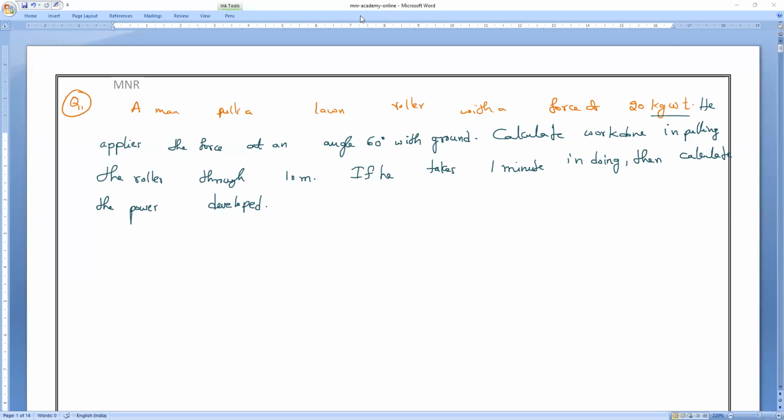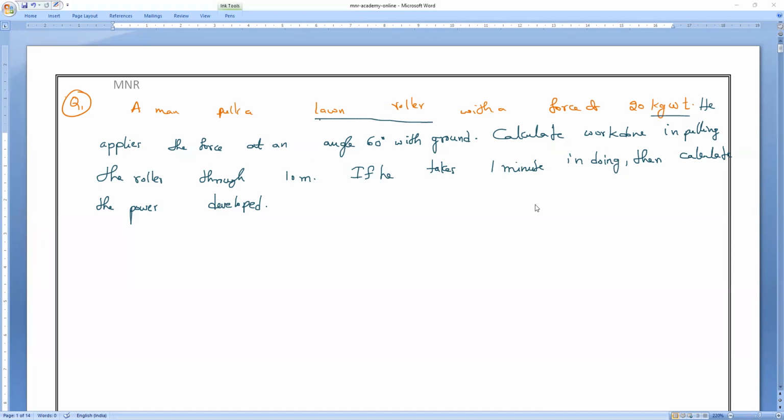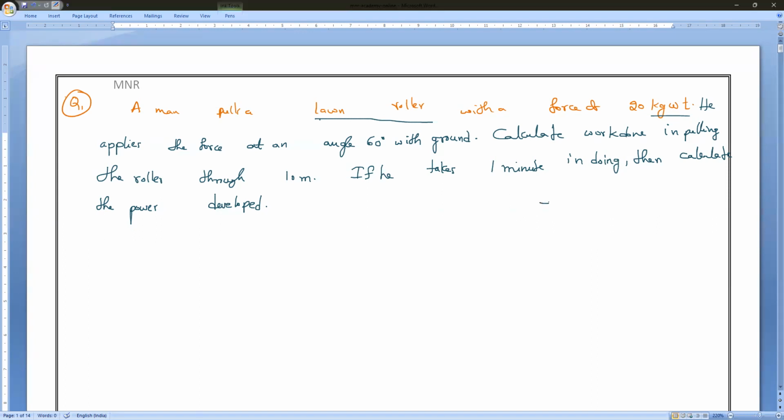According to the question, what is the FBD? So the man is pulling a what? Pulling a lawn roller. How many of you know what a lawn roller is? First, at least tell me. We all remember that for making a ground even, we have one big stone. Do you remember, everybody? Sir, to level the agricultural ground, we will use this. Am I right? Please respond.